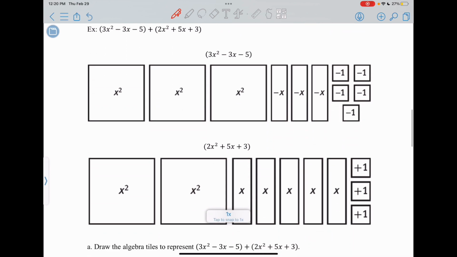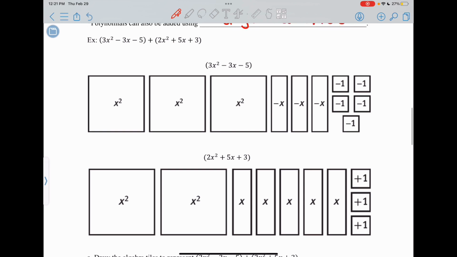And then I have the polynomial 2x squared plus 5x plus 3. So I have 2 x squared blocks. I then have 5 x boxes and 3 1 boxes. Together, I have 1, 2, 3, 4, 5 x squared boxes. For every -x, I can cross off one positive x. So crossing off, crossing off, crossing off, crossing off, crossing off, which means I'm left with 2x.